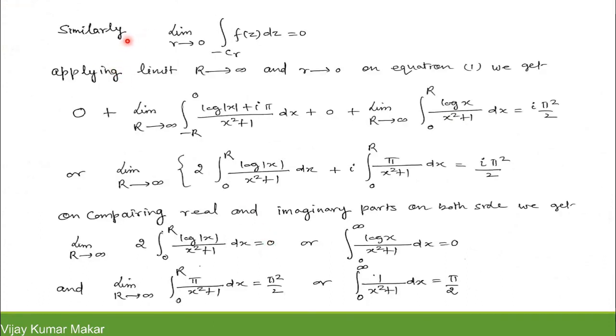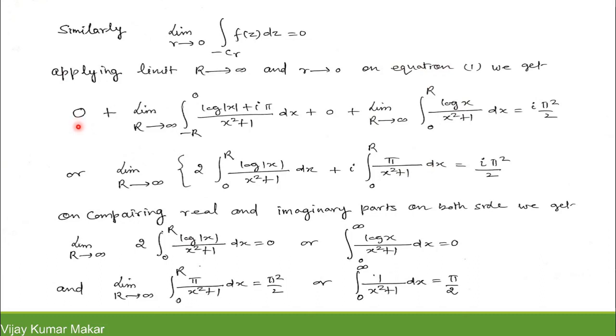Now we calculate the value of the integration over small c_r of f(z) dz as small r tends to 0. In a similar way, the value of this integration is equal to 0. Now we apply the limits R tends to infinity and small r tends to 0 in the equation. First we get this equation.